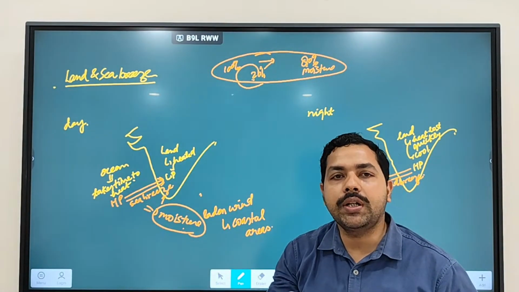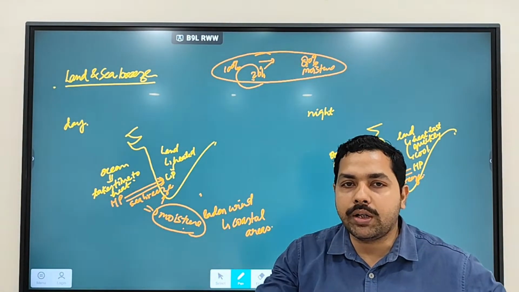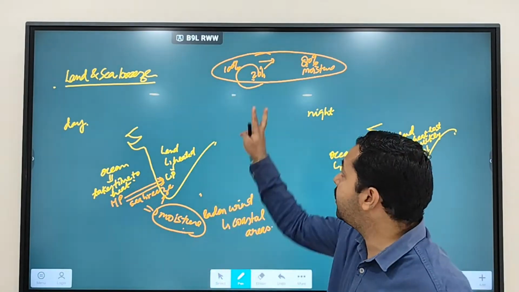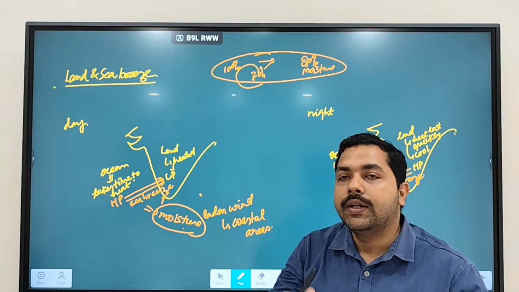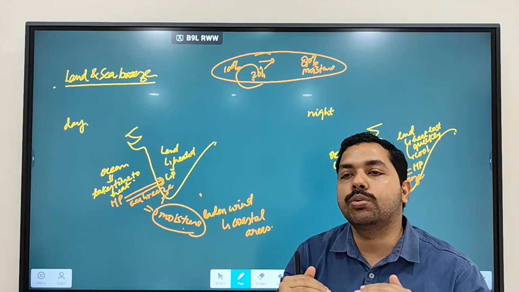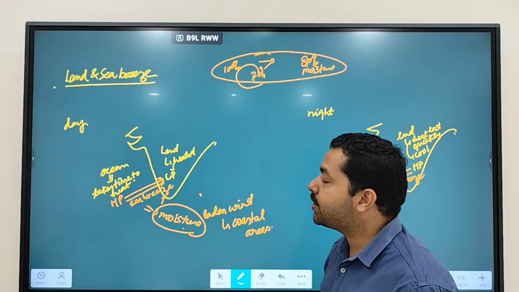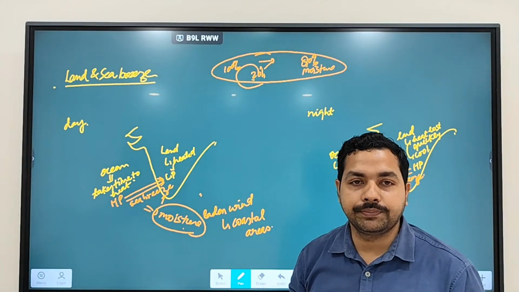So what will happen when it comes to the land side? You'll see only 20% evaporation will be there. All evaporation will not be there. 100% evaporation will not happen. Only 20% evaporation will happen. Fine. So that's why the evaporation process slows down. Clear? So when the evaporation process slows down, what will happen?